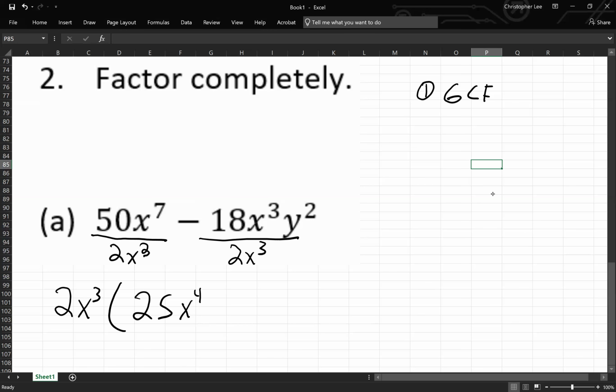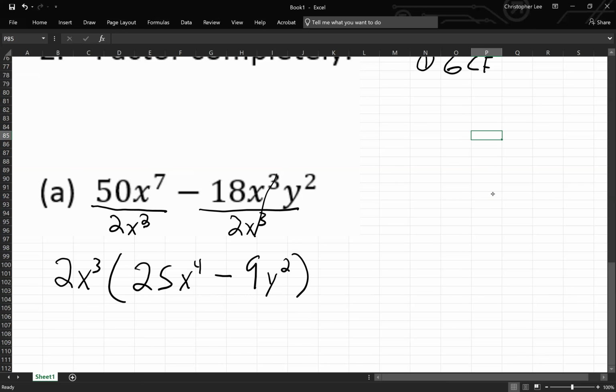This is a hard one now. A negative divided by a positive is a negative. And 18 divided by 2 is 9. x to the third divided by x to the third cancels out. And then we just have y squared. Cool. Am I done?